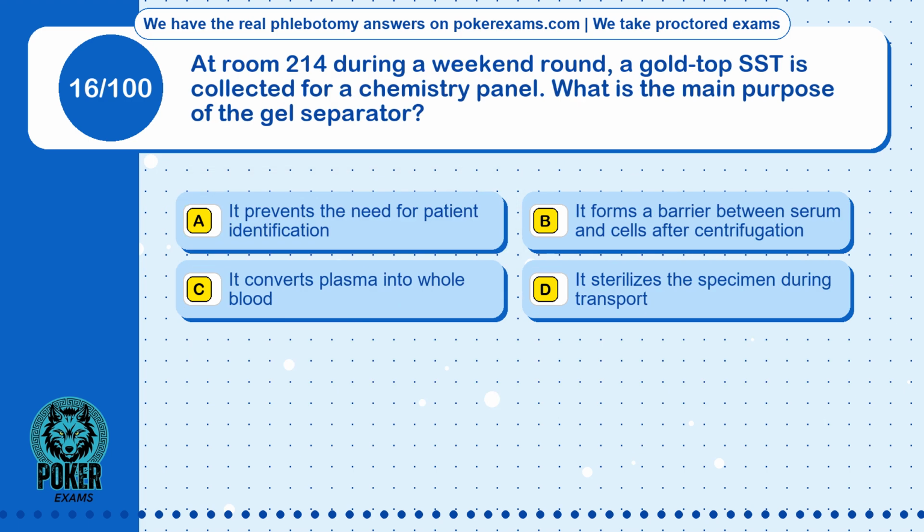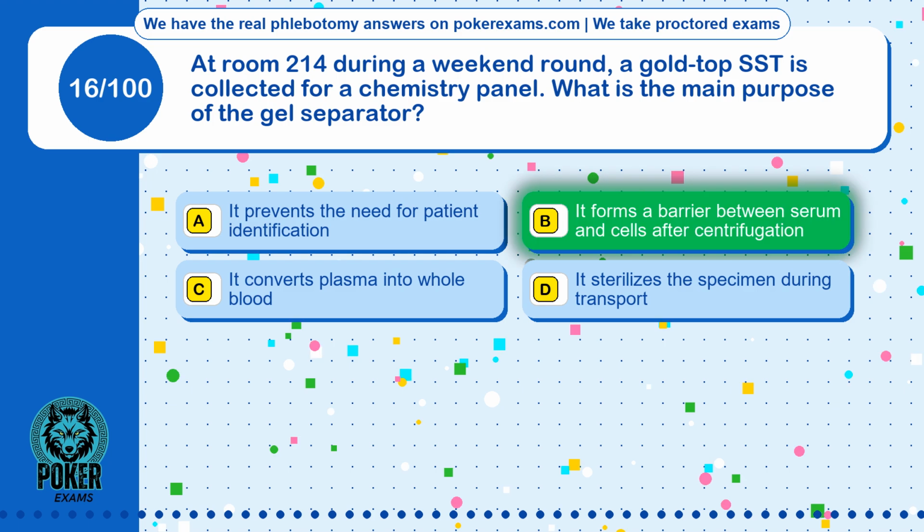Question 16. At room 214 during a weekend round, a gold top SST is collected for a chemistry panel. What is the main purpose of the gel separator? Option A. It prevents the need for patient identification. Option B. It forms a barrier between serum and cells after centrifugation. Option C. It converts plasma into whole blood. Option D. It sterilizes the specimen during transport.